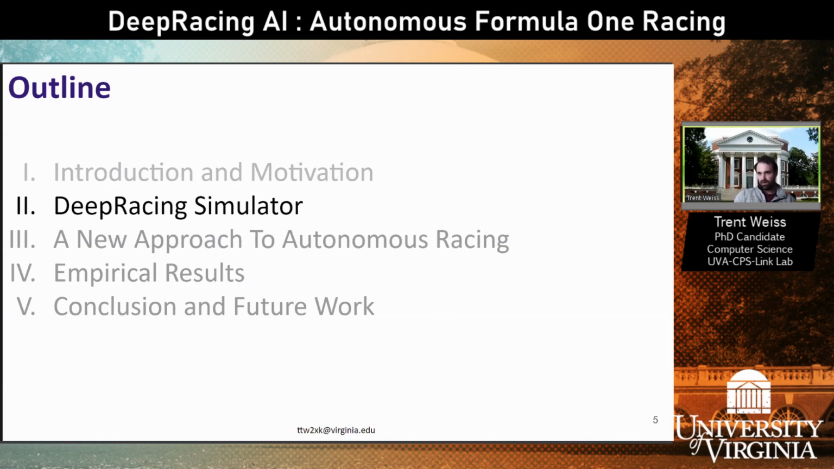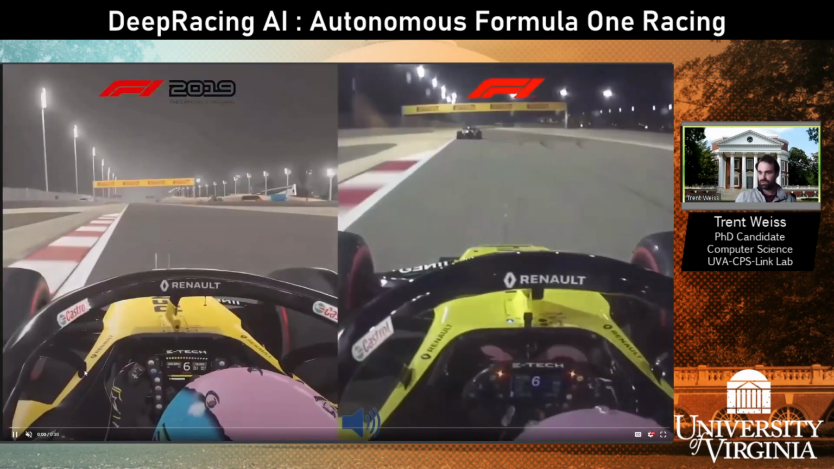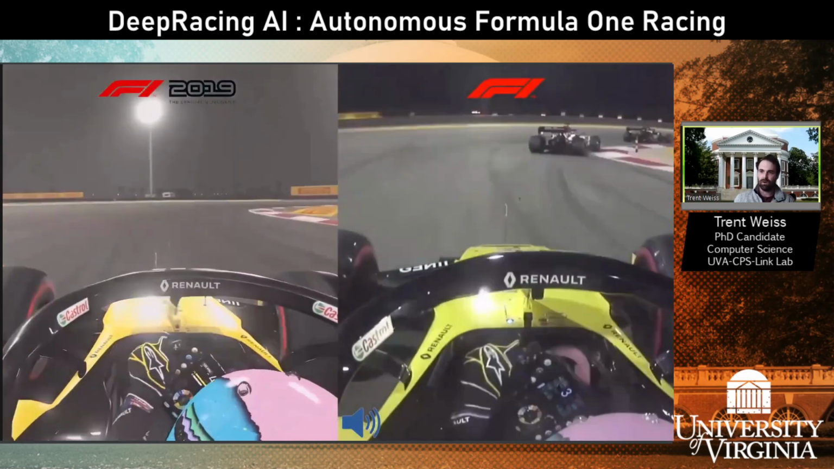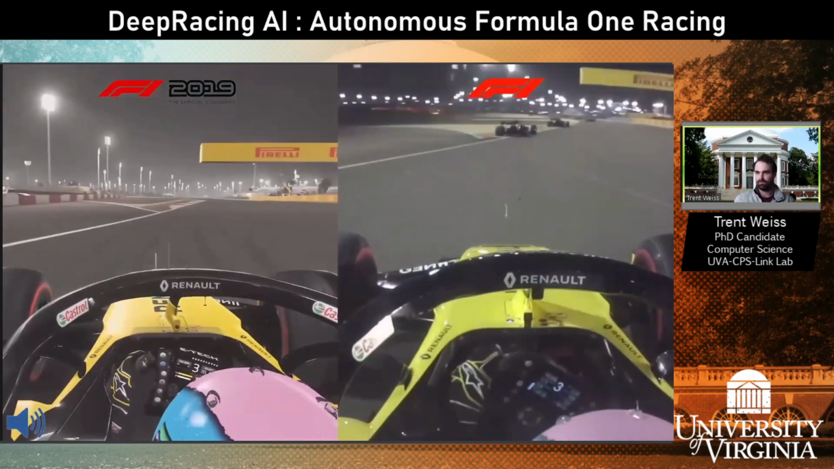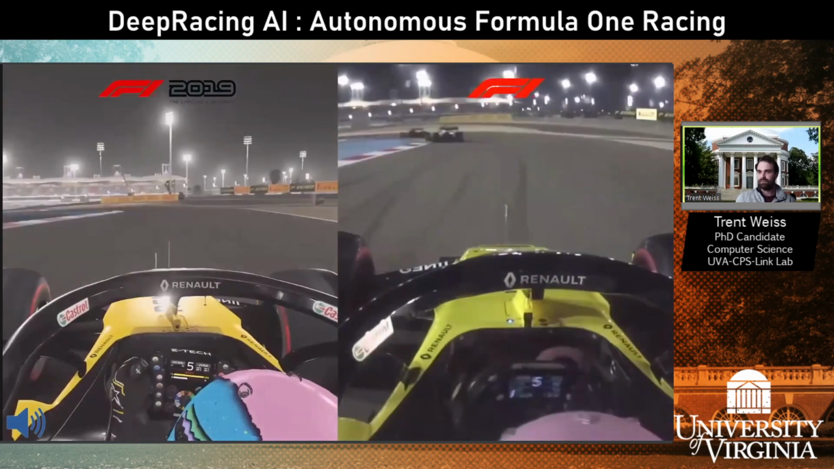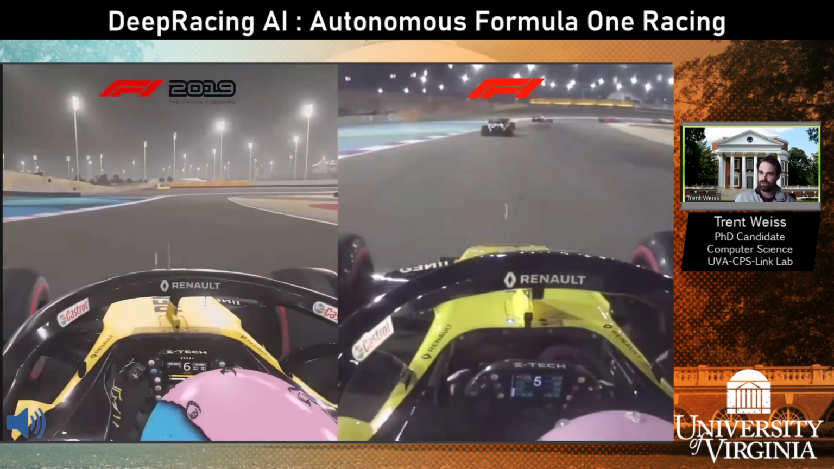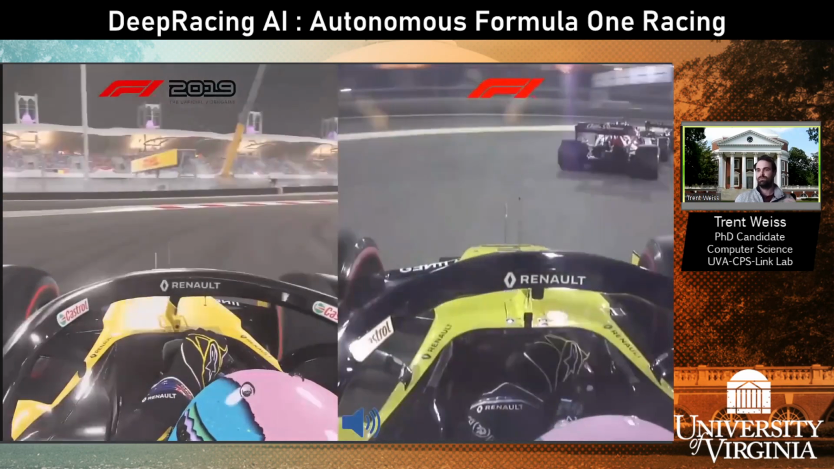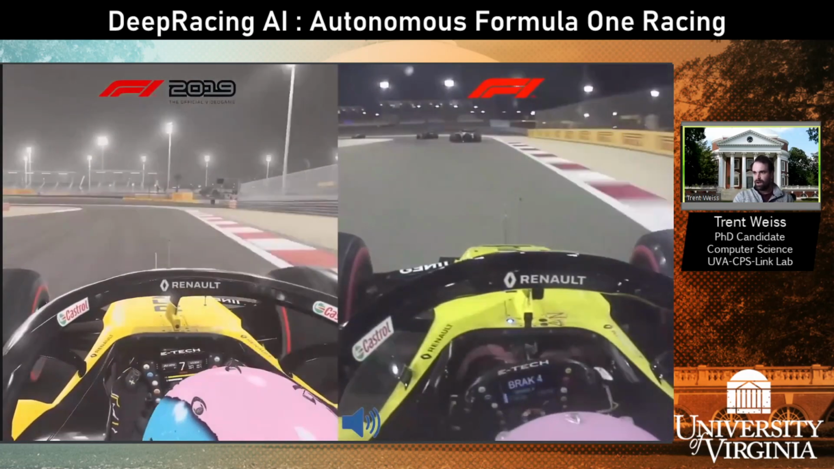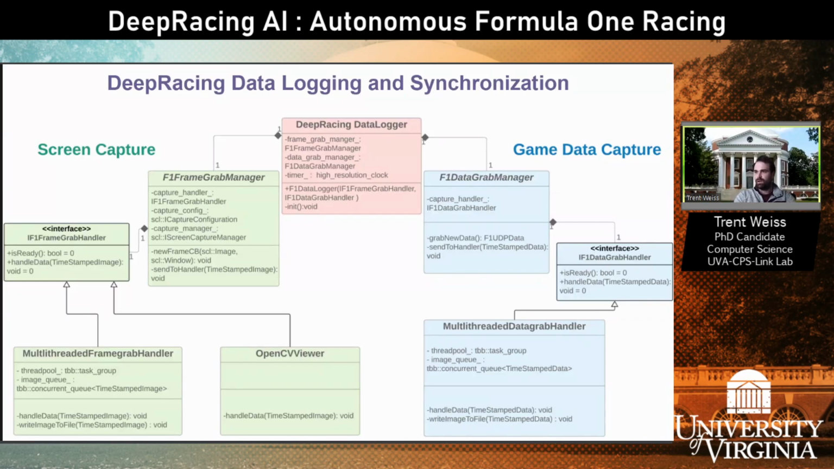Which leads us to our DeepRacing simulator. Unfortunately, Formula One race cars are quite expensive, so we're going to use the next best thing, which is a video game called F1 2019, which is officially licensed by the Formula One authorities. It provides both very realistic Formula One type graphics, as well as a UDP broadcast data stream of various state information about what's happening in the game, such as the positions and the velocities of all the cars, steering and throttle angles, and so on and so forth. And we've wrapped this Formula One video game into a C++ API in which researchers can use the game to log training data and develop and test their autonomous racing algorithms.